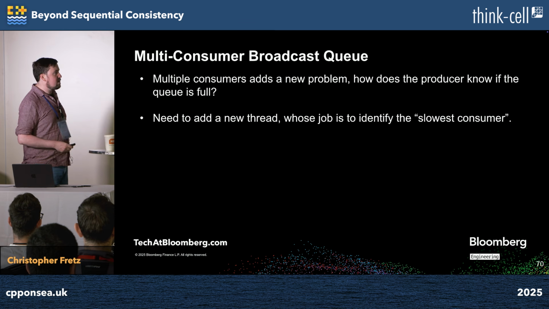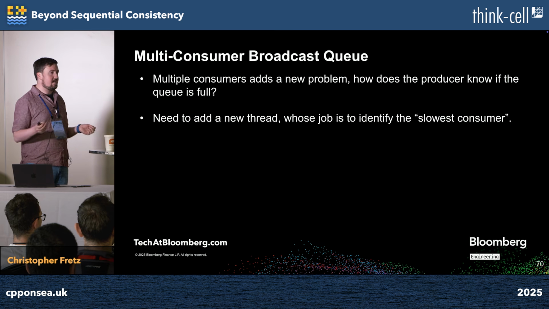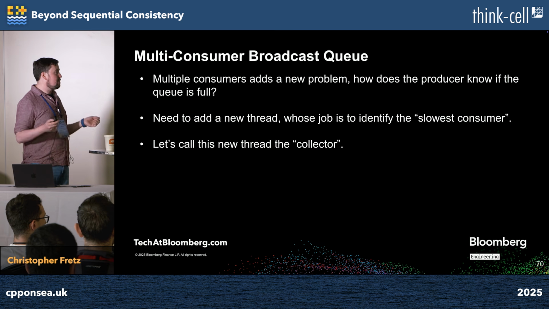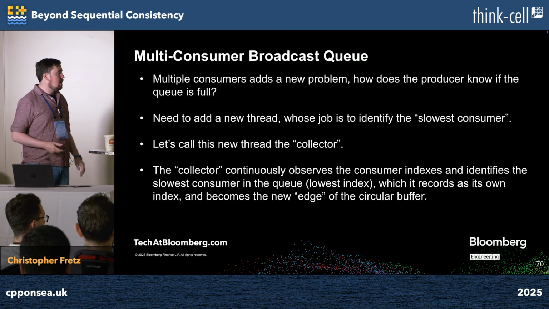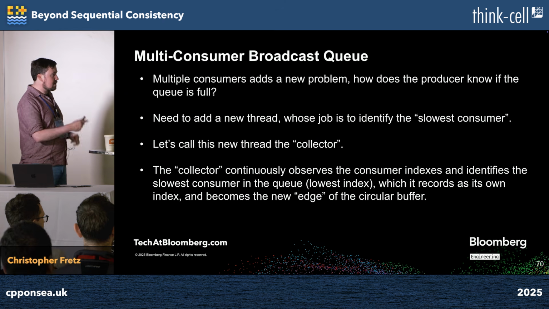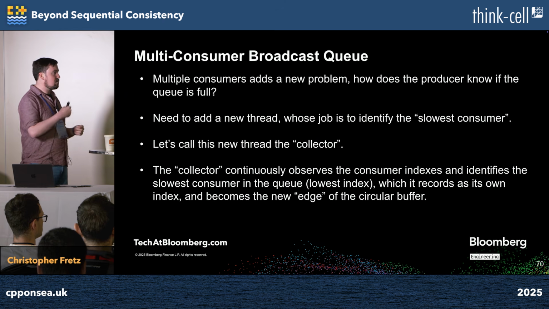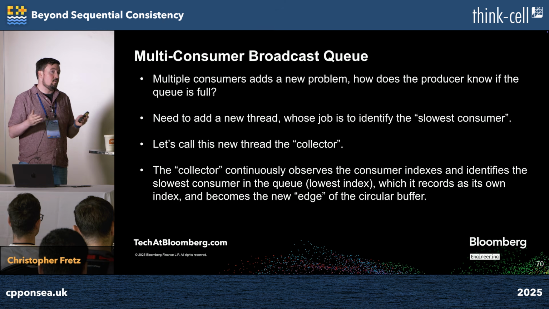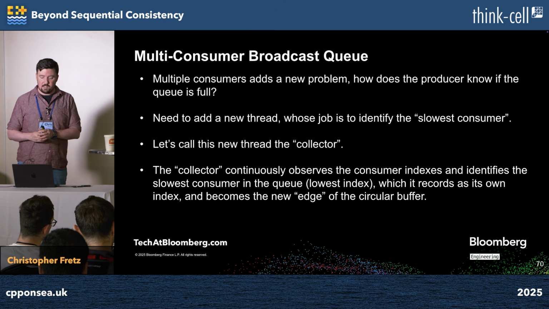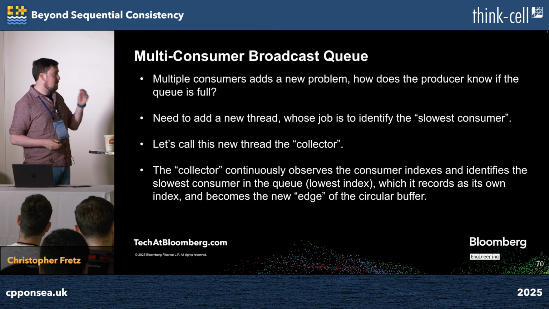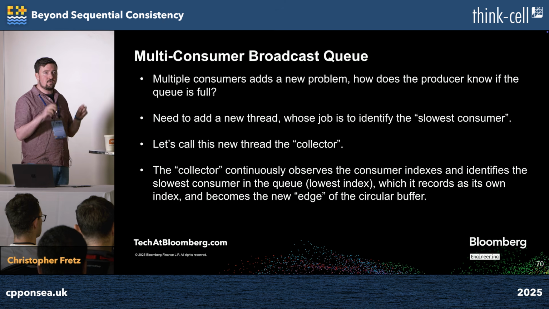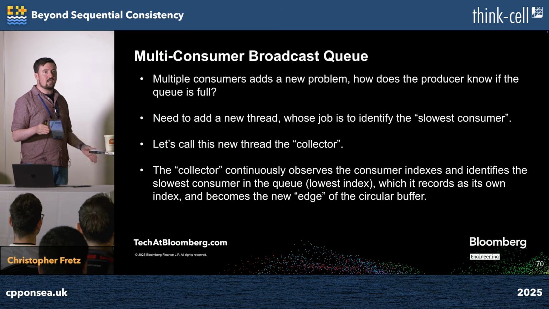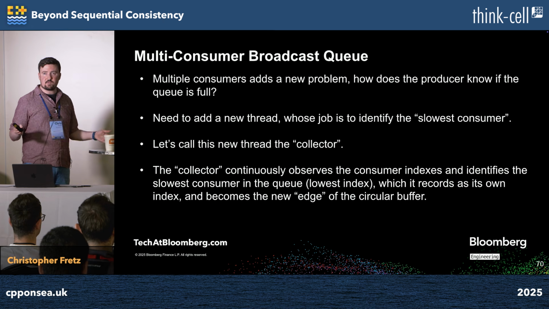The solution that we've taken here, or that I took at the time, was to add a new thread whose job is to identify the slowest consumer. Let's call this new thread the collector. The idea here is that the collector continuously observes the consumer indexes and tries to find the slowest consumer, or the consumer with the lowest index, which it records as its own index and which becomes the edge of the new circular buffer. So the producer now compares against this collector, and the job of the collector is to constantly find what is the slowest consumer in the queue.